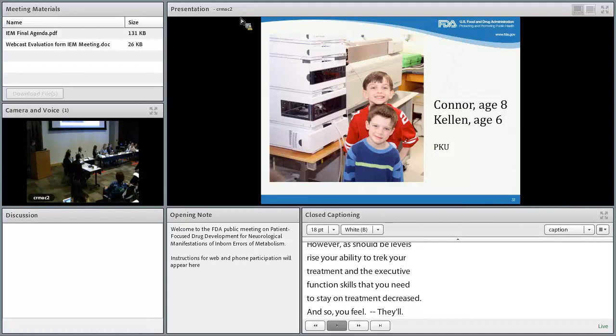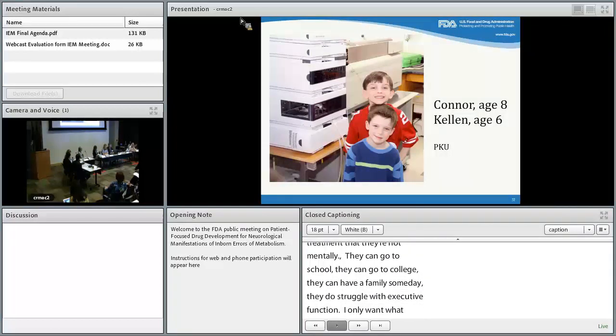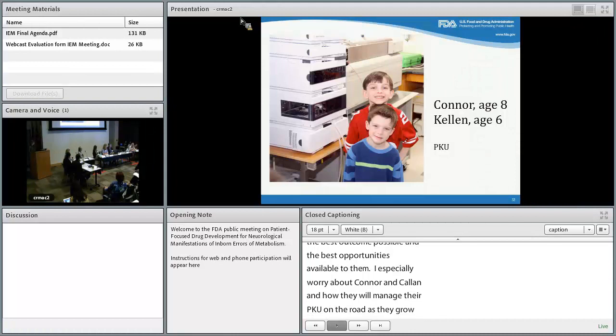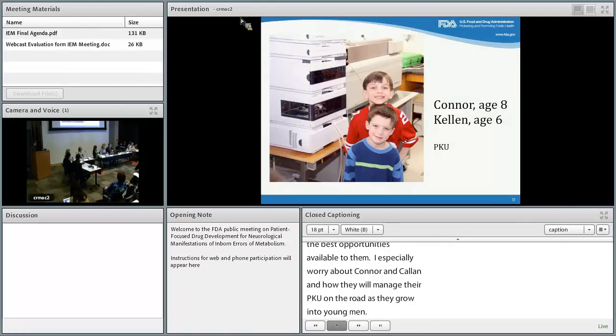While I feel extremely blessed that my children with PKU have a treatment, that they are not mentally impaired, that they can go to school, they can go to college, they can have a family someday, they do struggle with executive function. I only want what every parent wants for their children. I want them to have the best outcomes possible and the best opportunities available to them. I especially worry about Connor and Kellen and how they will manage their PKU on their own as they grow into young men.